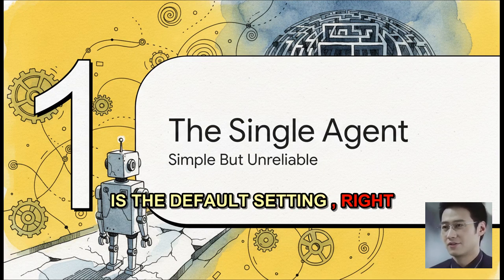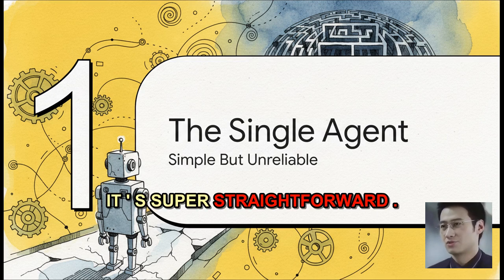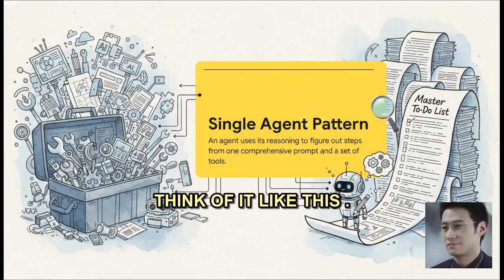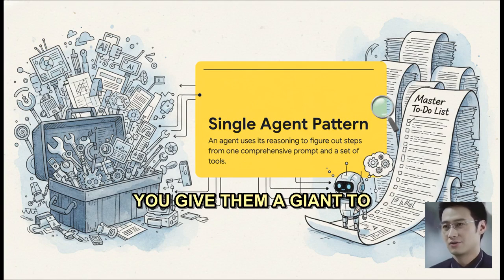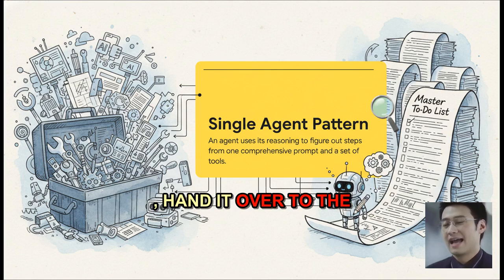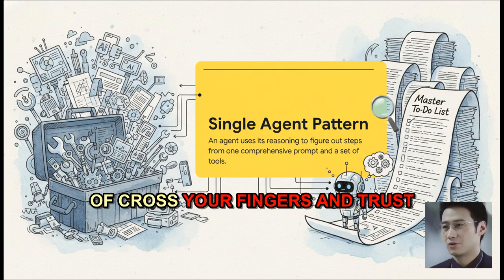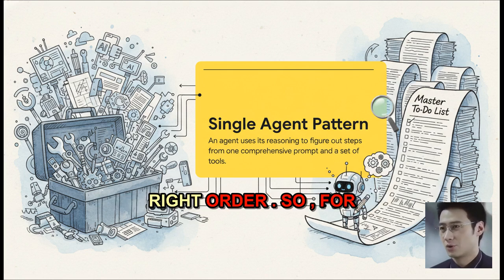Now, this is the default setting, right? It's where we all start, and honestly, for a pretty good reason. It's super straightforward. Think of it like this. You've got one really smart, really capable employee. You give them a giant to-do list and a whole box of tools. You just write one big, detailed prompt, hand it over to the model, and then you kind of cross your fingers and trust its own internal logic to figure out the right steps in the right order.